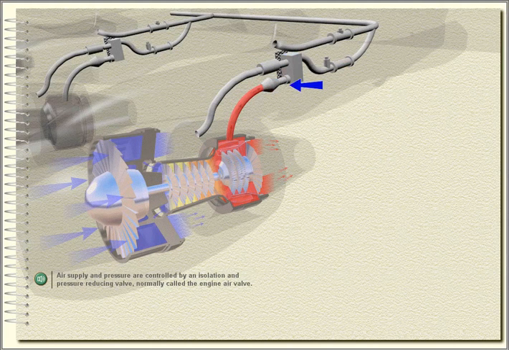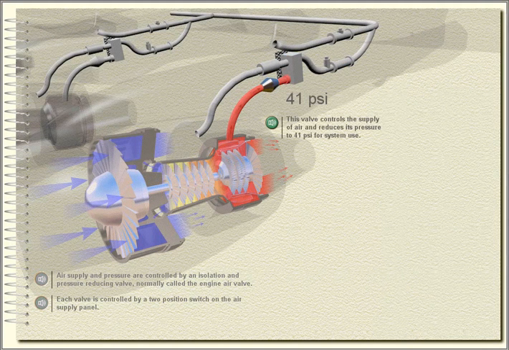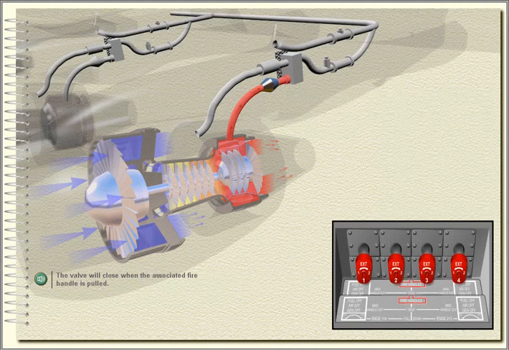Air supply and pressure are controlled by an isolation and pressure reducing valve, normally called the engine air valve. Each valve is controlled by a two-position switch on the air supply panel. This valve controls the supply of air and reduces its pressure to 41 psi for system use. The valve will close when the associated fire handle is pulled.